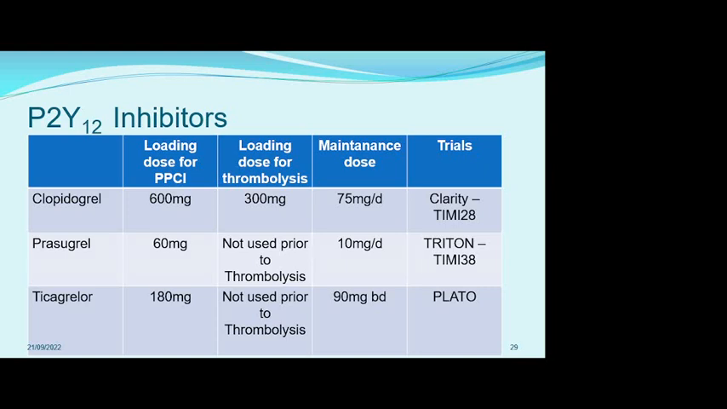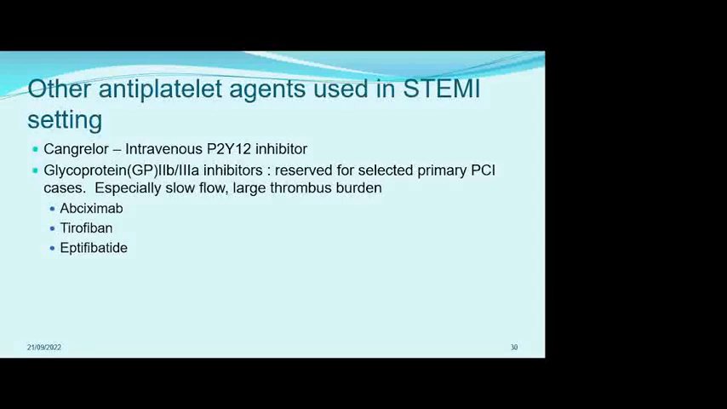The other two drugs, prasugrel and ticagrelor, are studied in the primary PCI setting, not before thrombolysis, because they are more potent and might cause more bleeding. The loading dose of prasugrel is 60 mg, followed by a 10 mg daily maintenance dose. Ticagrelor is 180 mg, and the maintenance dose is 90 BD. Other antiplatelets are also available worldwide, like cangrelor, but we don't use that.